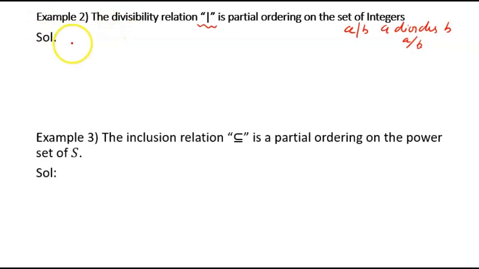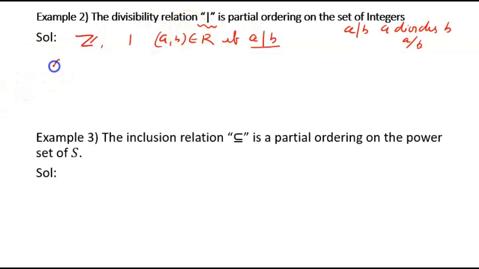So on the set of integers Z, I am defining the relation, that is the divisibility relation, that two elements A comma B belong to the relation, or I say that A is related to B, if A divides B. So if A divides B, then A comma B belongs to R.